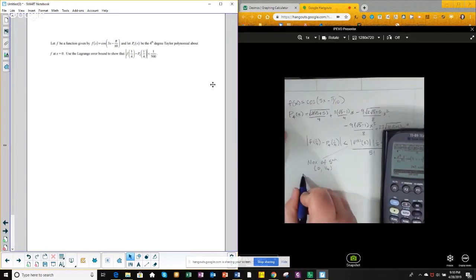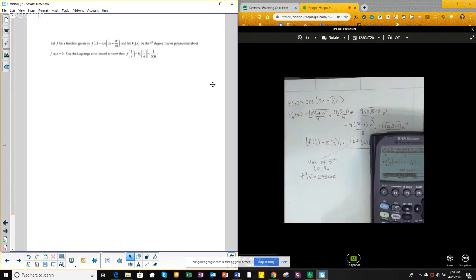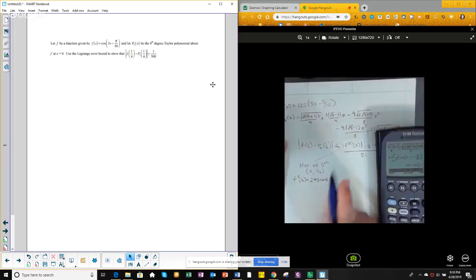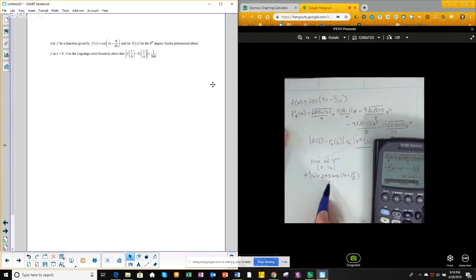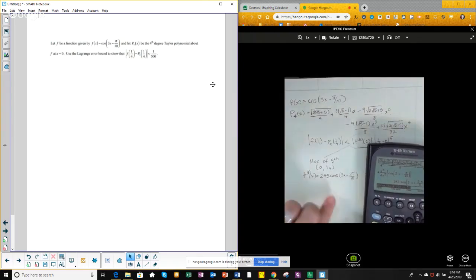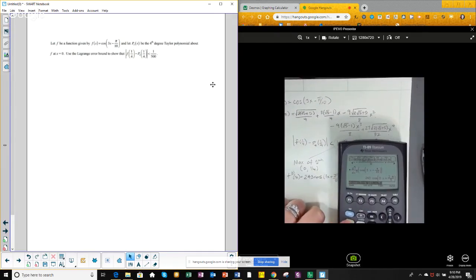So my fifth derivative of x is equal to 243 cosine of, now the calculator does some things with the argument here, but it's equivalent, 3x plus 2 pi over 5. Okay, and I'm going to have to figure out what the maximum is of this fifth derivative function over the interval from 0 to 1/4. Okay, so let's graph this function.